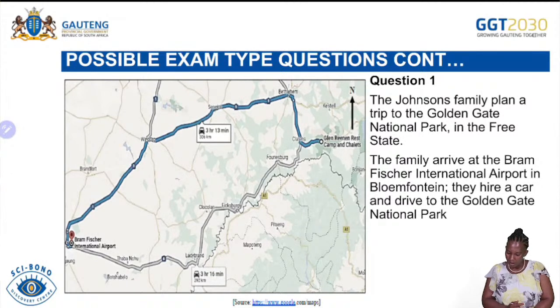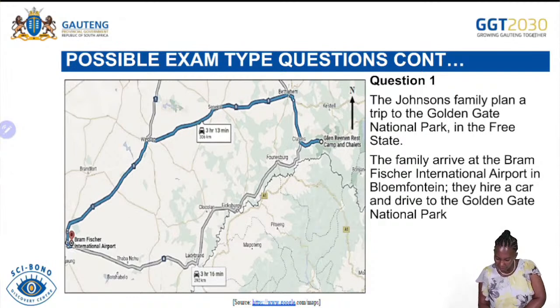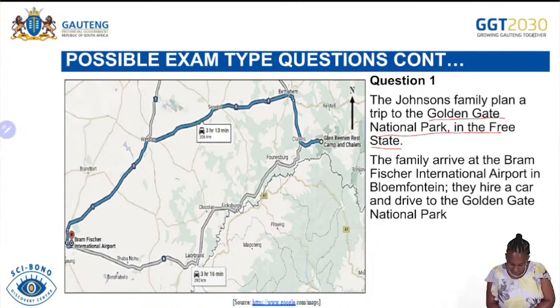Here we have the Johnson family, who plan a trip to the Golden Gate National Park in the Free State. So they plan a trip to where? To the Golden Gate National Park in the Free State. The family arrived at the Bram Fischer International Airport in Bloemfontein. They hire a car and drive to the Golden Gate. So this is where they have arrived. This is their destination.